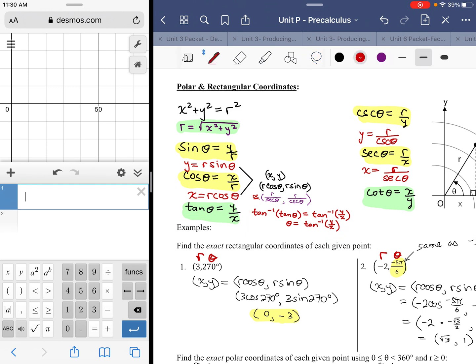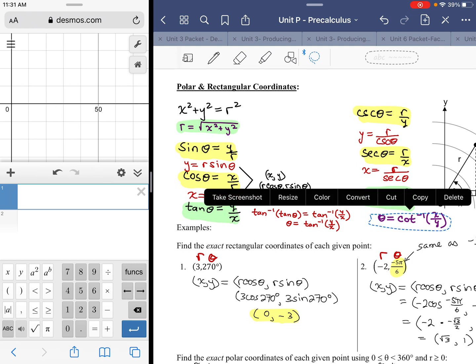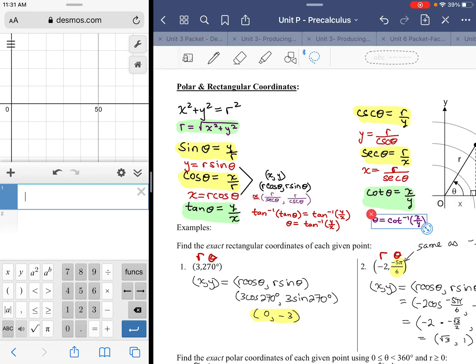I'm not going to bore you with the details on cotangent. I'm just going to say that would be equivalent to theta equal to the inverse cotangent of x over y, following the same strategy. You could find inverse sine of y over r, inverse cosine of x over r. You could do inverse cosecant, inverse secant, but that involves y's and r's, so you're relying on a prior answer.